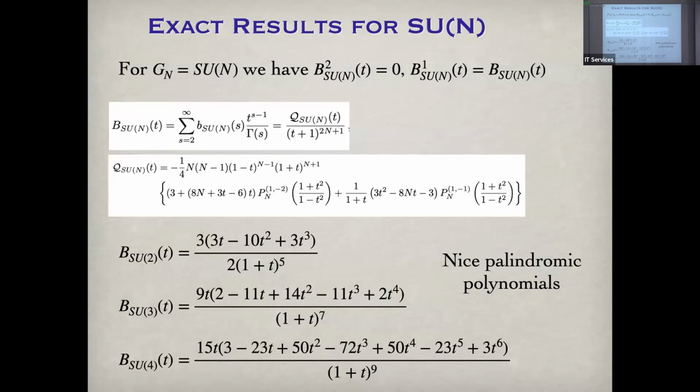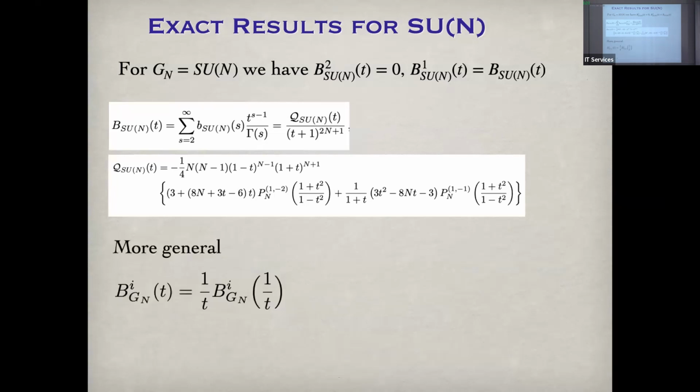And you notice that these are some nice palindromic polynomials. 3 minus 10, 3, 2 minus 11, 14 minus 11, 2. So this is actually something stronger. All of these rational functions satisfy this inversion property. I'll come back to that in a second.